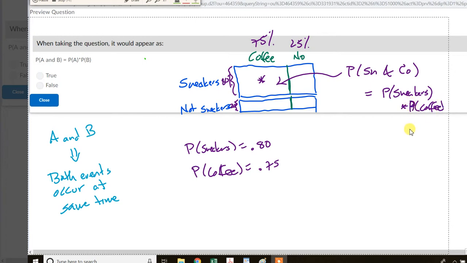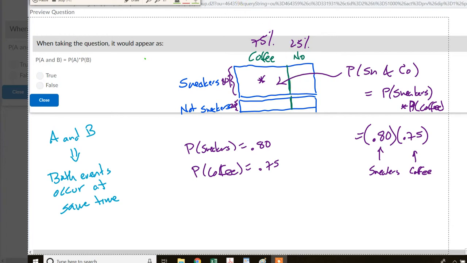You can just say, well, 75% of everyone drinks coffee, so 75% of the sneaker people are going to drink coffee. Okay, so you're already at 80% of students wearing sneakers, and then we take 75% of them to see who also drinks coffee. So this is sneakers, and this is coffee. And so the probability of both happening at the same time is simply the multiplication of the two probabilities because they're independent. They don't really influence each other.